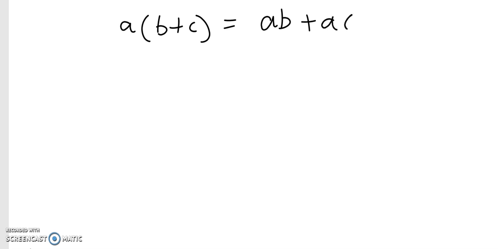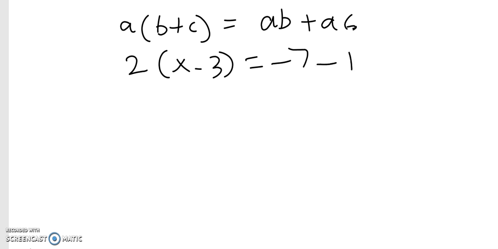Let's do one more thing. This is called the distributive property. a times b plus c is going to be equal to ab plus ac. This is the distributive property. Okay. So in this case, 2 times x minus 3 is equal to what? Minus 7 minus 1 equal to minus 8.